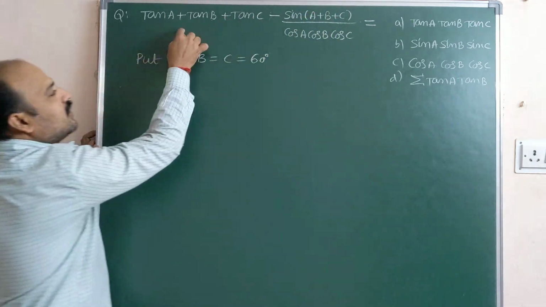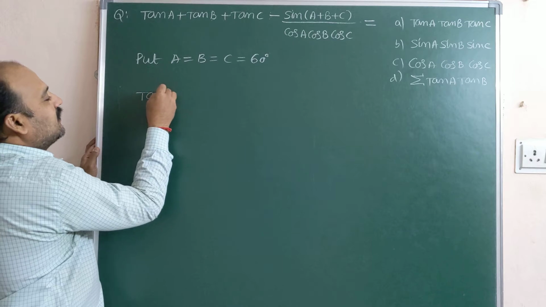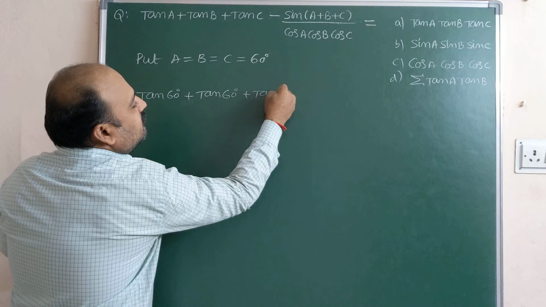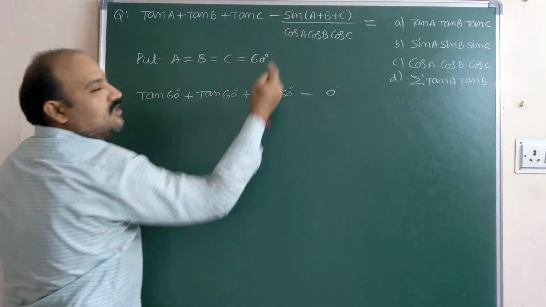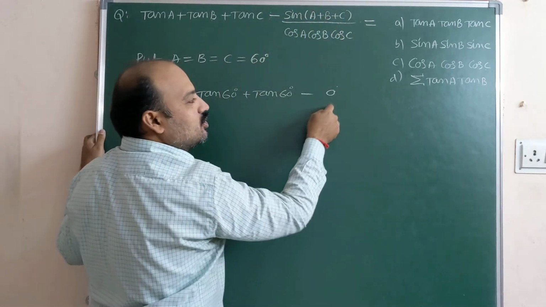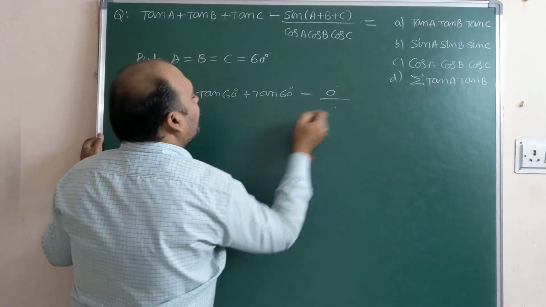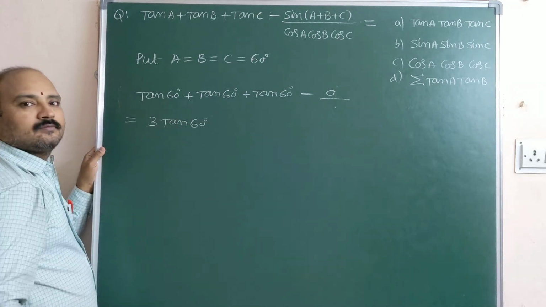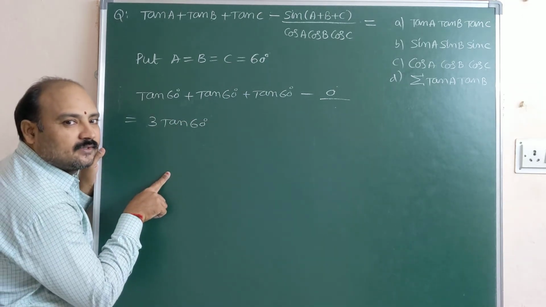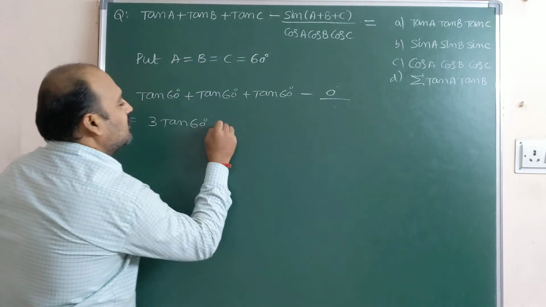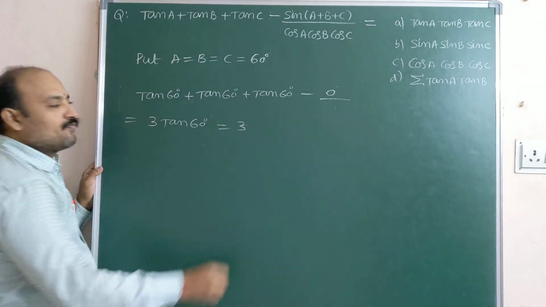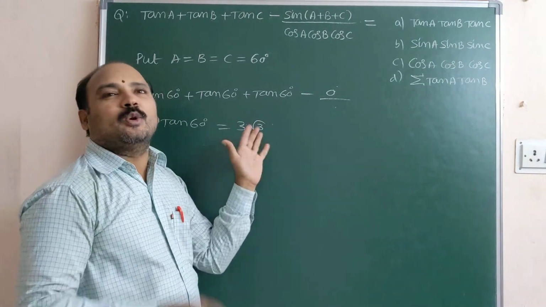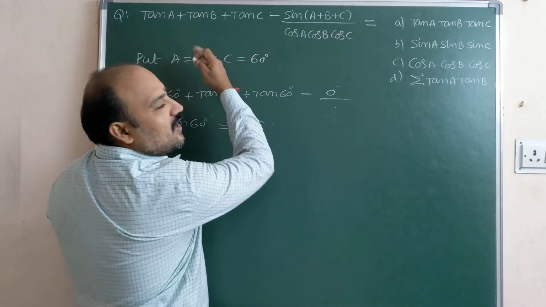So this value becomes tan 60 + tan 60 + tan 60, minus sin 180. Sin 180 is 0, and 0 by anything is 0. So it is 3 times tan 60. What is tan 60? It is root 3. So 3 into root 3. Among the options, which option is having 3 root 3? That we can verify. We got the RHS value.